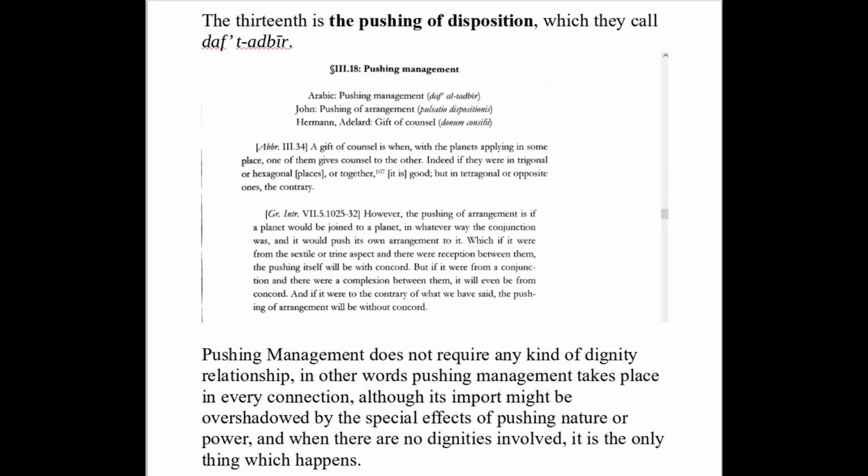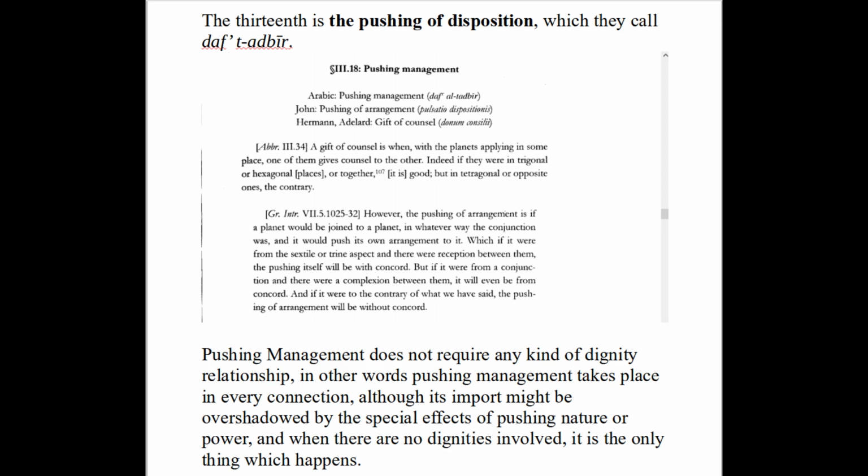Pushing management does not require any kind of dignity. All of the other pushing types are forms of reception, and reception involves intermingling of planetary essential dignities, specifically domicile and exaltation for right now. But for pushing management, that's not necessary. We're going to get into pushing nature and pushing power. But pushing management for right now is basically when the planet pushes its significations based on its house rulerships to another planet.